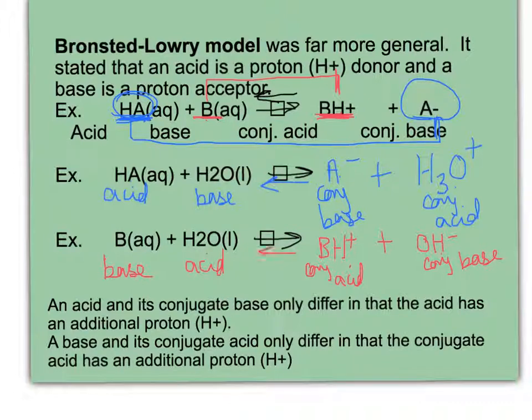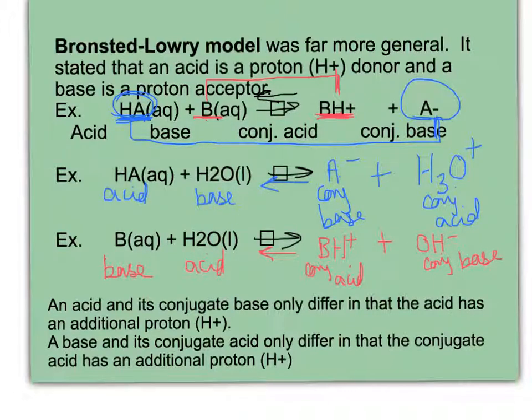Let's look at the reversible reaction. So on the other side, here's my acid, and acid is a proton donor. If that gives away an H plus, it becomes B. Here's my conjugate base. So a base accepts a proton. So if this accepts an H plus, it becomes H2O.